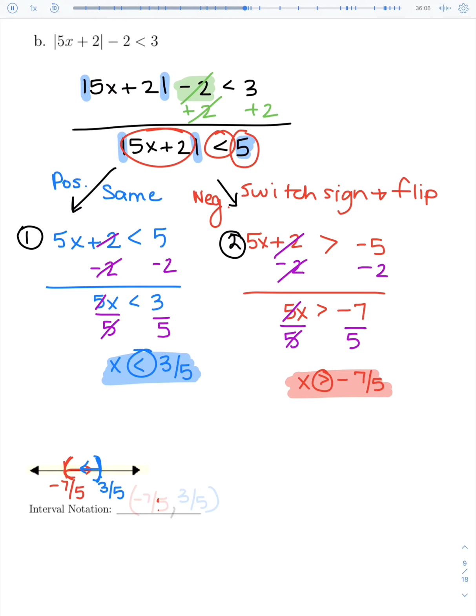Now let's read it from left to right to come up with the interval notation. From left to right, the graph starts at negative 7/5, where we have a parentheses, comma, then it continues until we get to positive 3/5, where we have another parentheses. And then continues along, and there's no other graph after that. So we're done. This is our final answer: a parentheses at negative 7/5, comma, 3/5 with another parentheses.